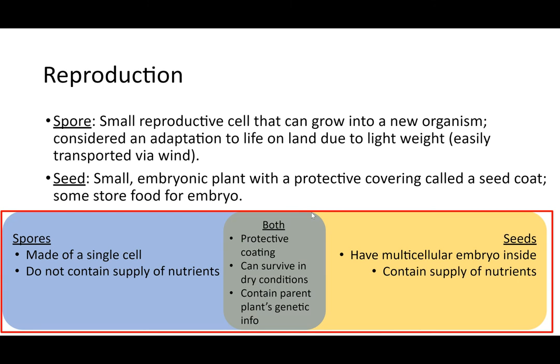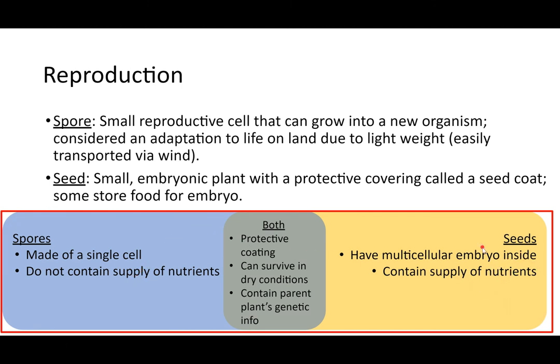So let's go ahead and make sure we copy down this chart right into our notebook with packet page 146. There's enough room underneath this little section right here talking about reproduction. So spores are a single cell. They do not contain a supply of nutrients. So if a fern spore does not find another fern, then it will die pretty quickly and reproduction will not occur because there's no nutrients stored within the spore.